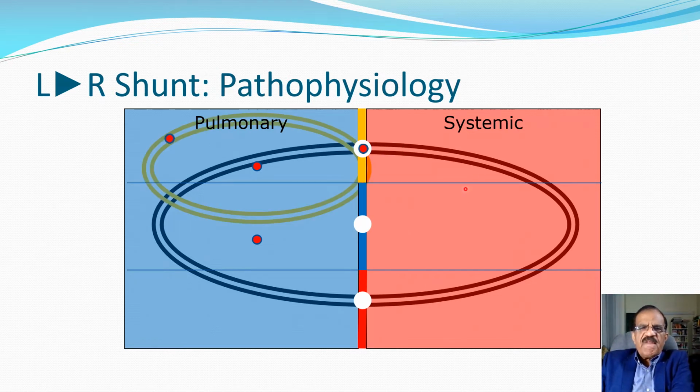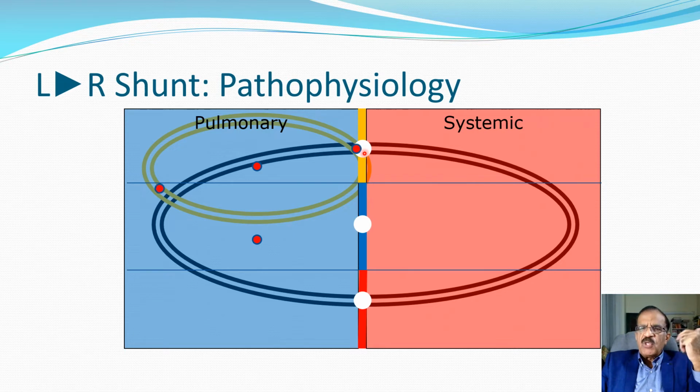Now, if there is a defect here in the intra-atrial septum, then some blood is coming all the way and going to the systemic circulation, but some blood will be reverted back from the left atrium. Instead of going to the left ventricle, it would go to the right atrium. Why would it do so? Because there is a shunt. Why would it go from the left to right? Because the pressure in the left side is more than the pressure in the right side.